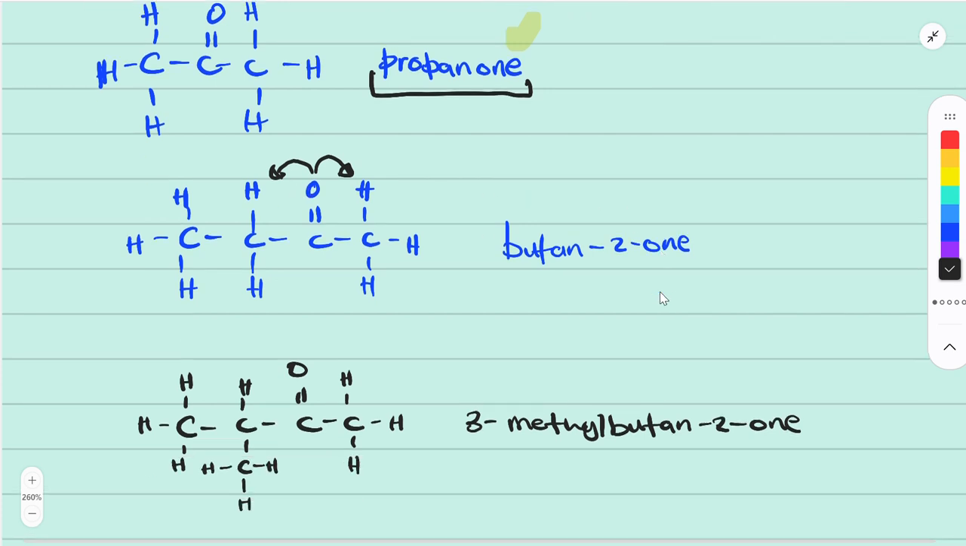Another example for your ketone is this one, where it now has a branch like this. The name of this one will be 3-methylbutanone, noticing again that the names for your ketones are always going to end with "one". That's the suffix for your ketones.